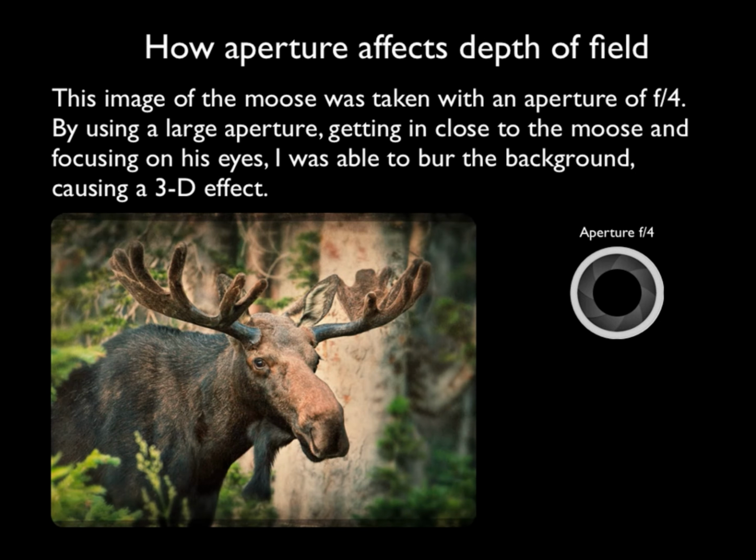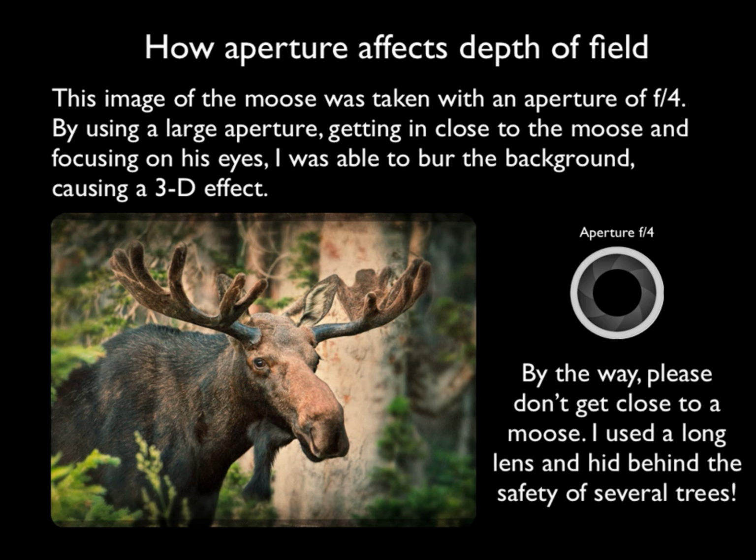This image of the moose was taken with an aperture of f4. By using a large aperture, getting in close to the moose and focusing on his eyes, I was able to blur the background, causing a 3D effect. Oh, by the way, please don't get too close to a moose. I used a long lens and I hid behind the safety of several trees.